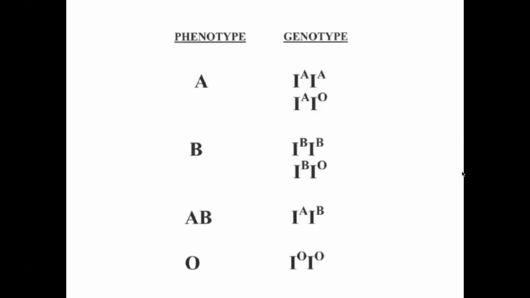So what about A relative to B? If you're heterozygous for I superscript A and I superscript B, what's your phenotype? Well, in that case, your phenotype is the blood type of AB. So what you're seeing in those heterozygous individuals is equivalent expression of both of the original parental types. So you would describe that allelic relationship as one of codominance.